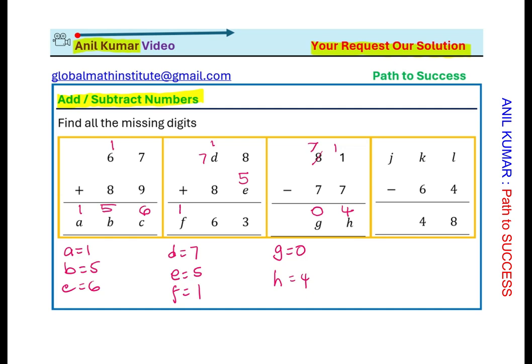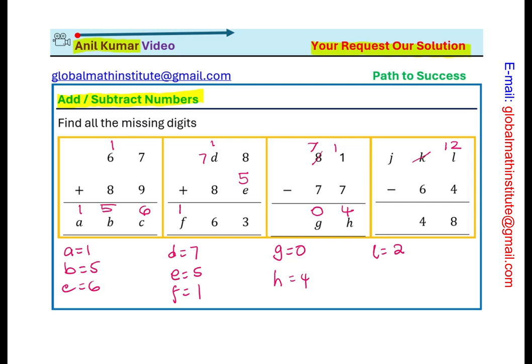The last one here is JKL on the top. And we have to take away 64 to get 48. So how do you get 8? Well, 8 is bigger than 4. That means we'll have to borrow something from here, right? So that becomes a double digit number, right? So 8 plus 4 you could do is 12. That means L should be 2, right? So I could write L as equals to 2. Okay, so 12 take away 4 is 8.